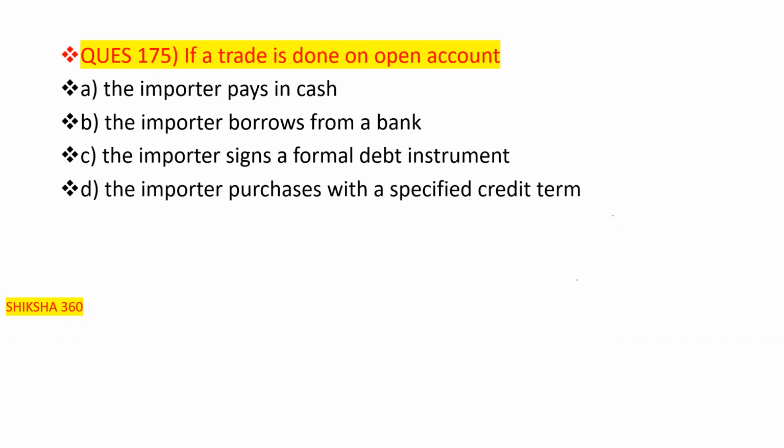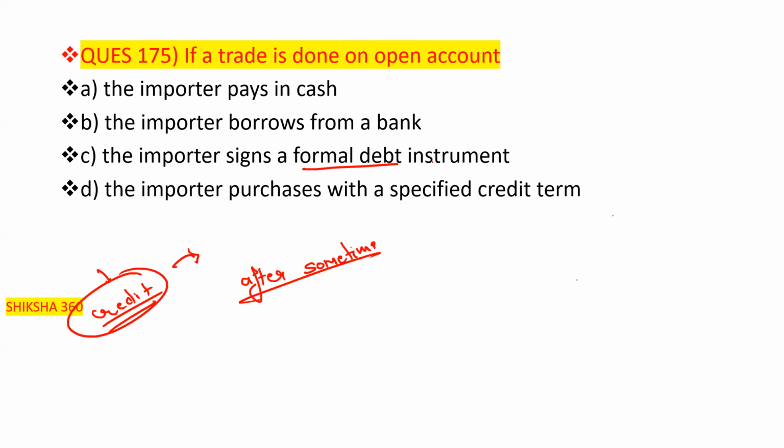Clear? They will say that they will do the payment in 6 months, or in 9 months. That is what is known: they will pay after some time. It means that credit is given, the goods are provided on credit and they will pay you after some time. Here the importer does not sign a formal debt instrument. The importer purchases with the specified credit term.